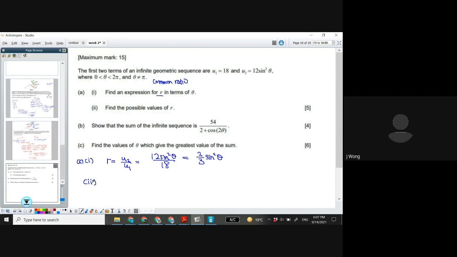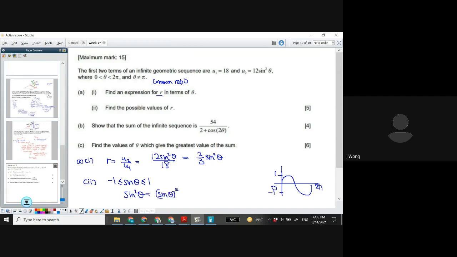Okay, so let's see what do we know about this. So we know that sine theta, by just drawing a graph roughly from 0 to 2 pi, the range of sine theta is going to be in between -1 and 1. Okay, and what about sine squared? Okay, so sine squared theta stands for sine theta squared.